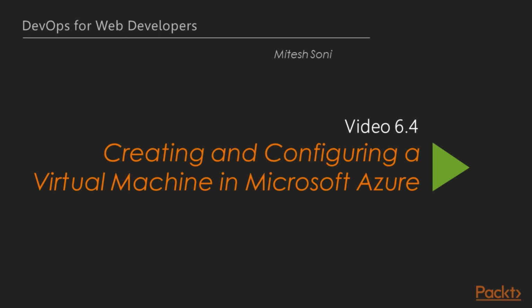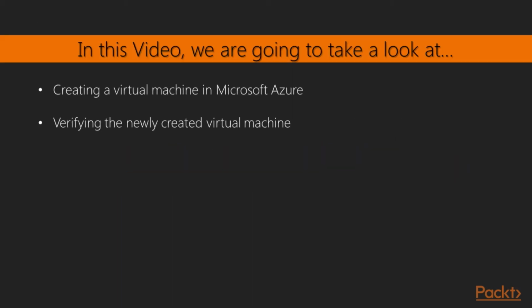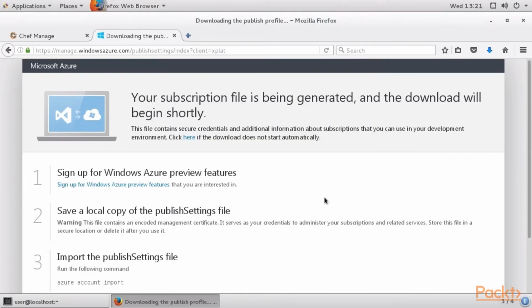Welcome to the next video of Section 6, Creating and Configuring a Virtual Machine in Microsoft Azure. In the previous video, we have created and configured a virtual machine in Amazon EC2. In this video, we will learn how to create and configure a virtual machine in Microsoft Azure. For the Knife Azure plugin to communicate with Azure's REST API, we need to provide information to the Knife regarding our Azure account and credentials.